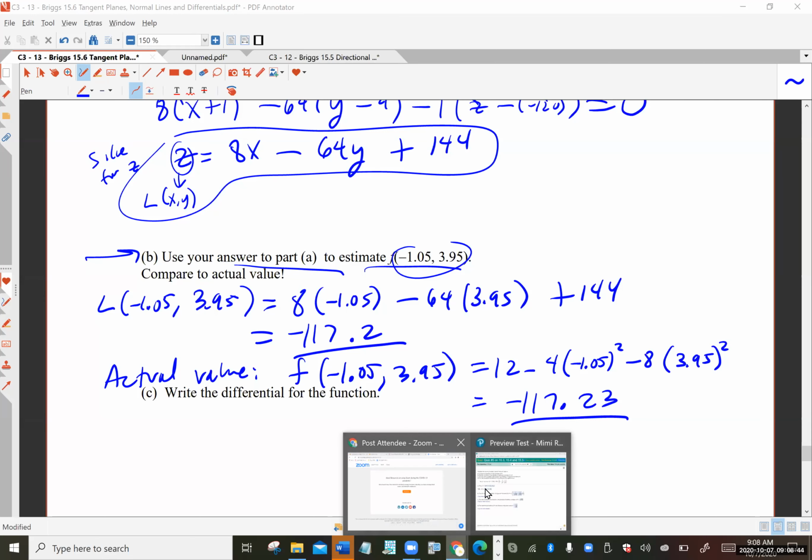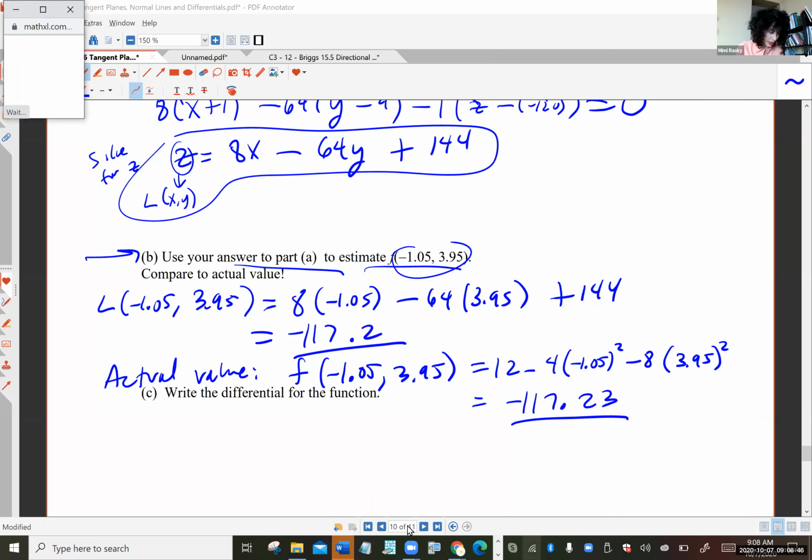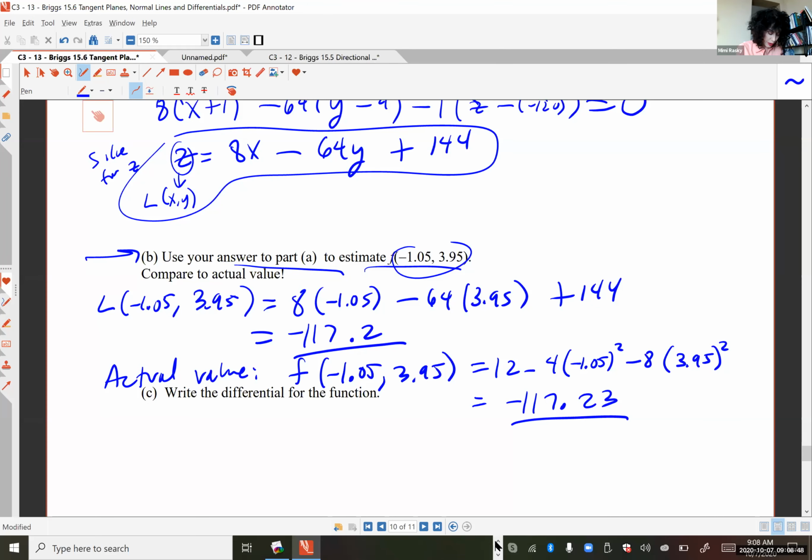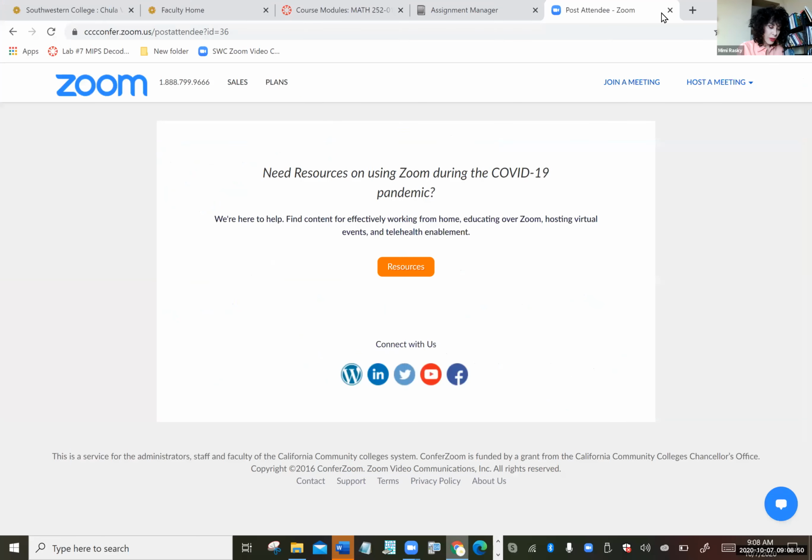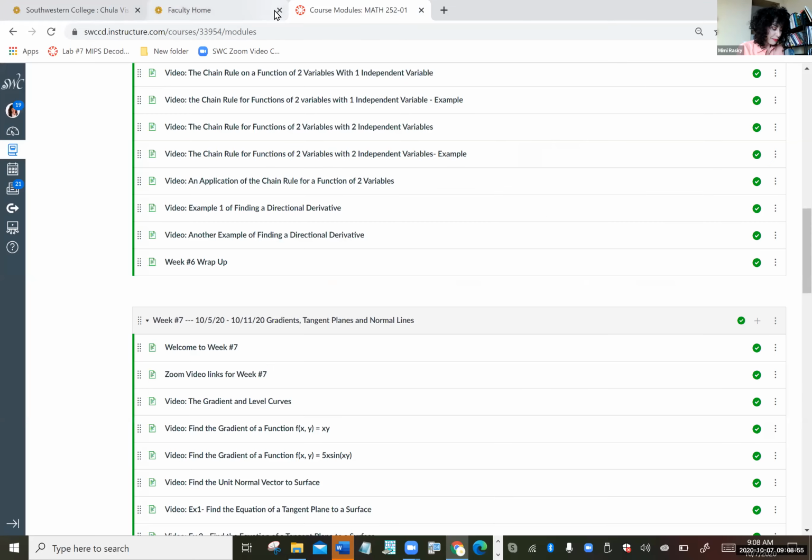I apologize if everything's getting a little bit off here. It's probably my computer, I imagine it's on my end. So let me go ahead and kill off some of these things on my screen, some tabs.